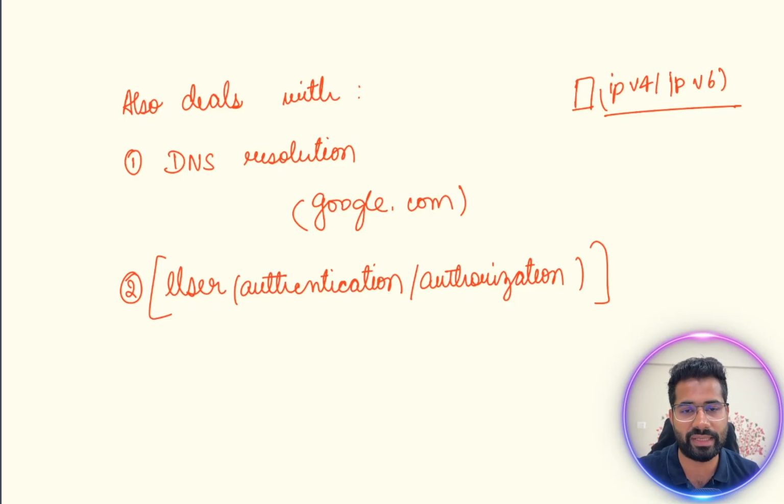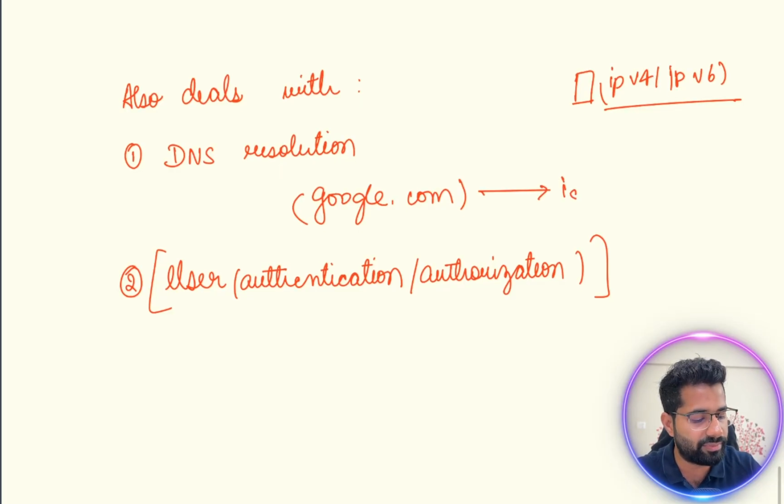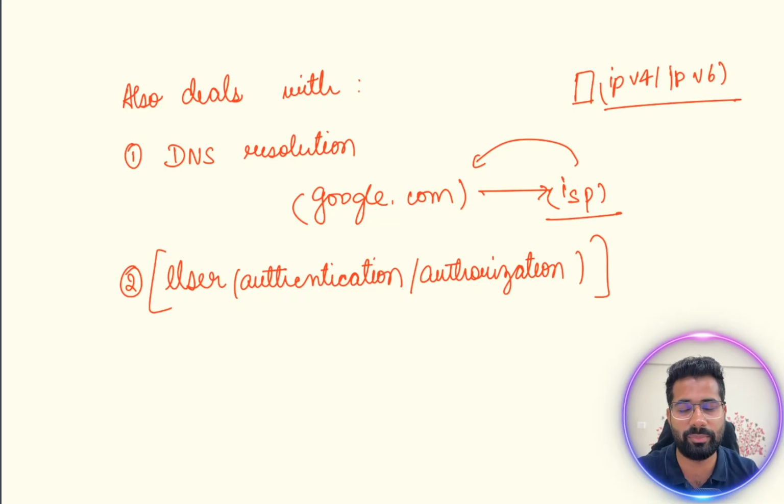If it does not have it cached already, it will go to the internet service provider and make recursive calls, in the application layer itself, using the OSI model, to get the IPv4 and IPv6 addresses from your internet service provider. And once it has these IPv4 and IPv6 addresses, it will use them to communicate further with those servers on the internet.